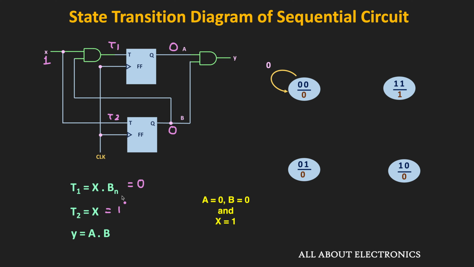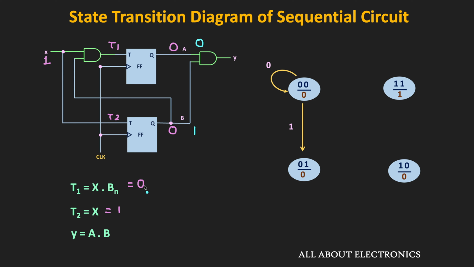That means for the next clock edge, this input T1 is equal to 0, while the input T2 is equal to 1. Therefore, the first flip-flop will remain in the same state, but the second flip-flop will toggle. That means in the next state, this output A will remain 0, while this output B will become 1. Or in other words, we can say that the circuit will toggle from the 0-0 to 0-1 state, and it will happen when the input X is equal to 1. And once again, since the output Y is equal to A dot B, its output will remain 0.